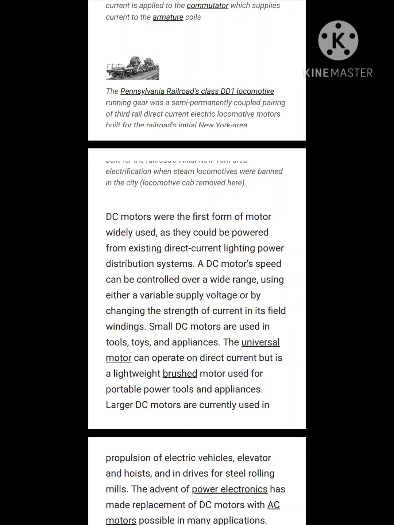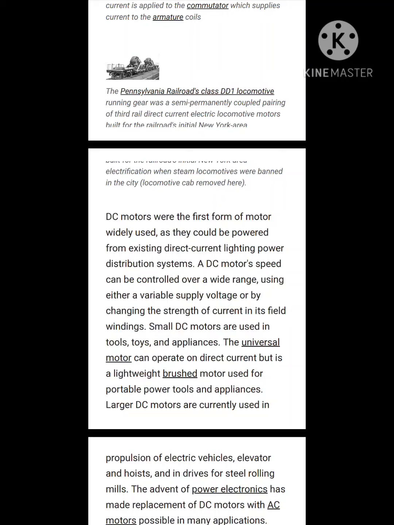DC motors were the first form of motors widely used, as they could be powered from existing direct current lighting power distribution systems. A motor's speed can be controlled over a wide range using either a variable supply voltage or by changing the strength of current in its field windings. Small DC motors are used in toys, tools and appliances.